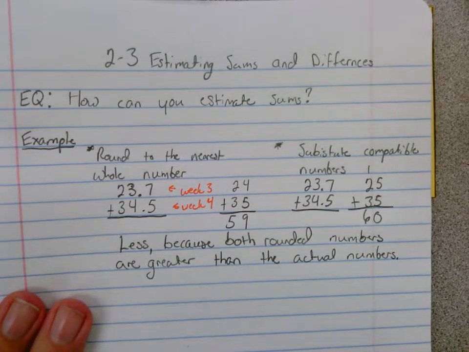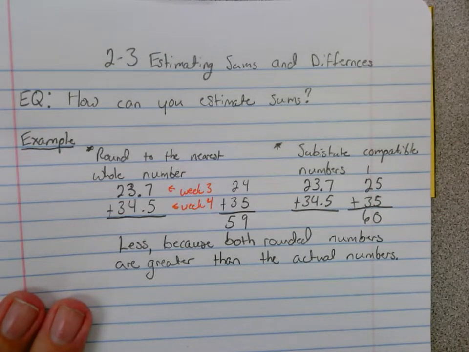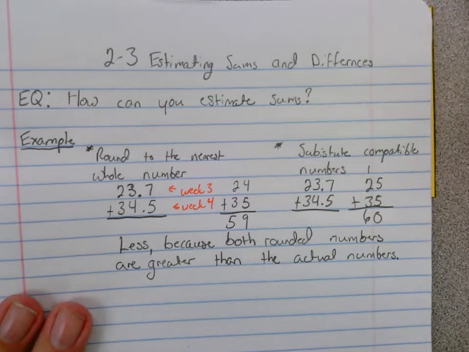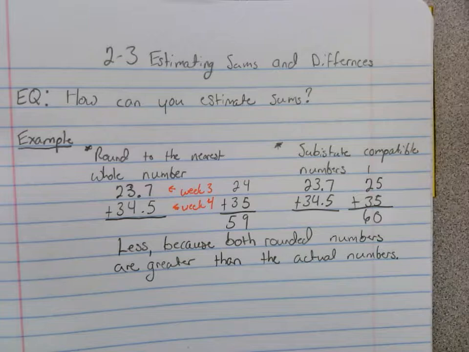So the way we explain that is less because both rounded numbers are greater than the actual numbers. So if you guys can go ahead and pause right here to get all the notes caught up, here's a great place to pause and then just resume the video when you're ready to move on because I'm going to do one more example.